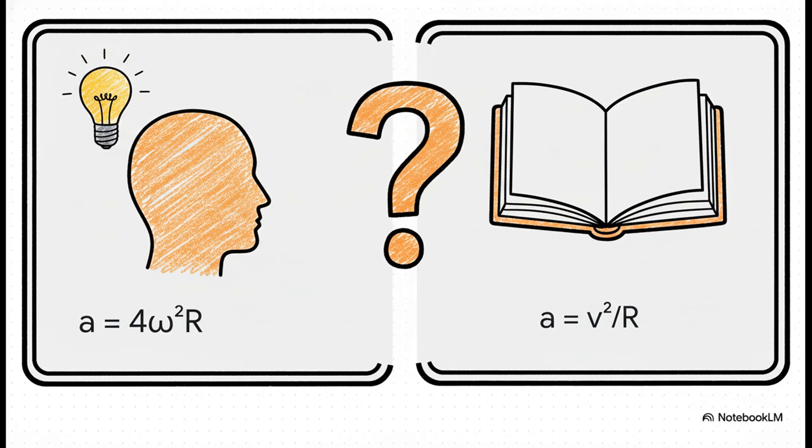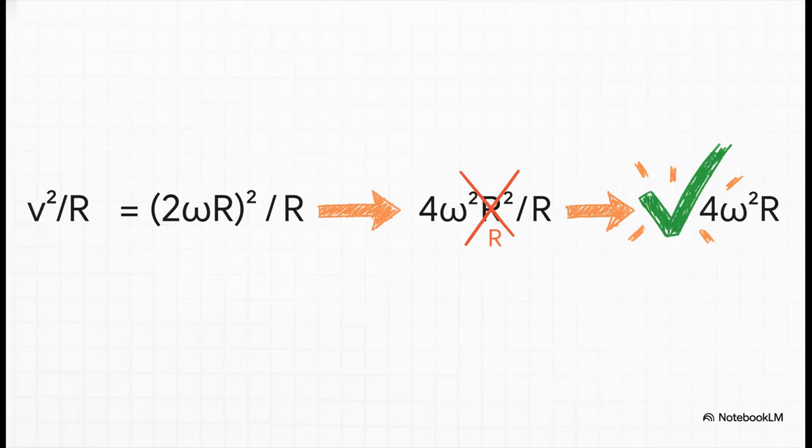And here's how we can do a quick sanity check. We derived our acceleration from scratch, right? But we also know the classic formula for uniform circular motion from our textbooks is a equals v squared over r. So the big question is, do our results match the known formula? Let's find out. We found that our velocity, v, was 2 omega r. Let's square that. We get 4 omega squared r squared. Now divide by r, and we get 4 omega squared r. It's a perfect match. This confirms everything.